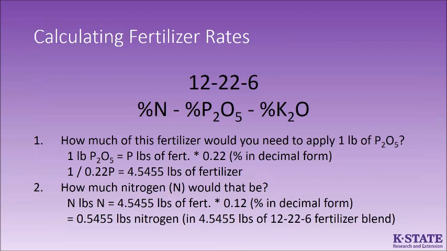Now, if I apply this fertilizer, how much actual nitrogen did I apply? 4.5 pounds times 12% in decimal form equals a little more than half a pound of nitrogen. Remember, all fertilizers are sold and rates are calculated in this way. You can even combine 2 or more and make your own custom blend. By following soil test recommendations, you can meet the plant needs and help protect the environment from excess nutrients all at the same time.